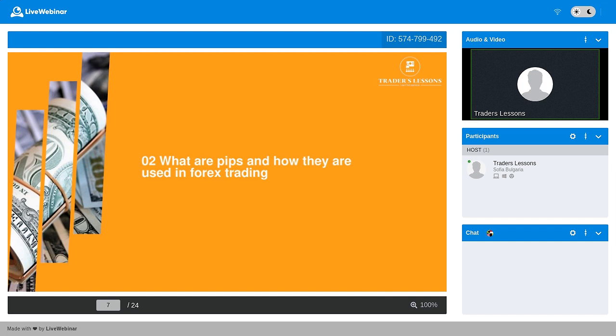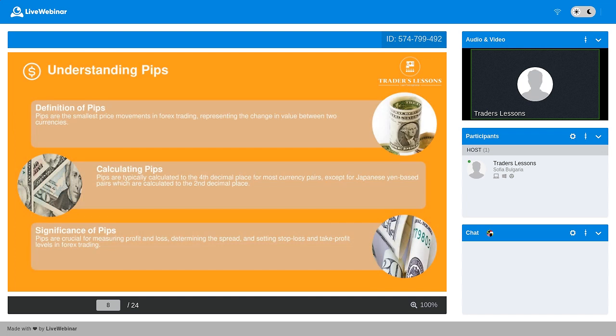The next thing we're going to talk about: if you want to utilize the spread on currency pairs, for example in forex trading, the spread is usually evaluated in pips. Now we're going to talk about what a pip is, and then we'll see how we can calculate it. Pips in forex trading. Definition of a pip: pips are the smallest price movements in forex trading, representing the change in value between two currencies.